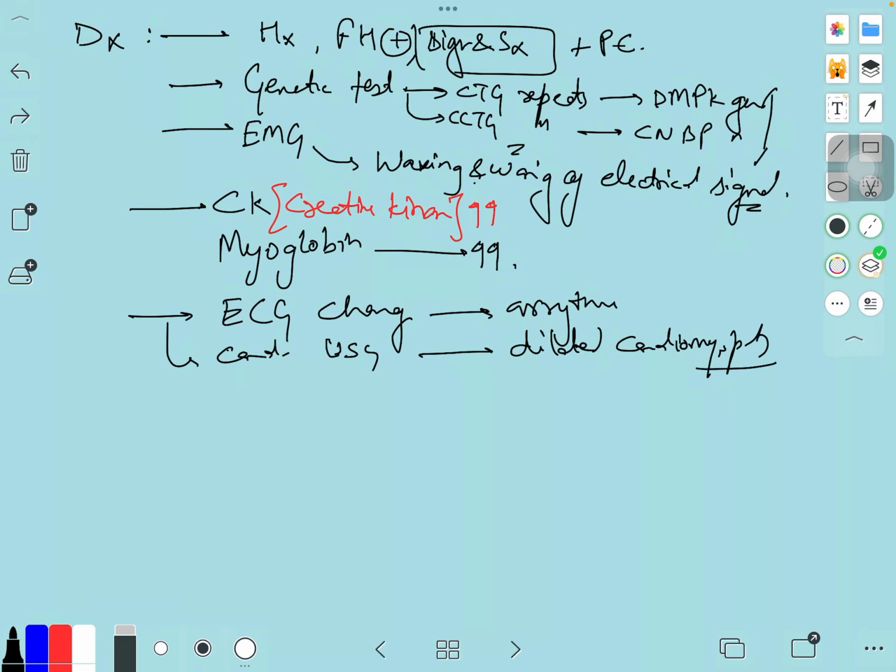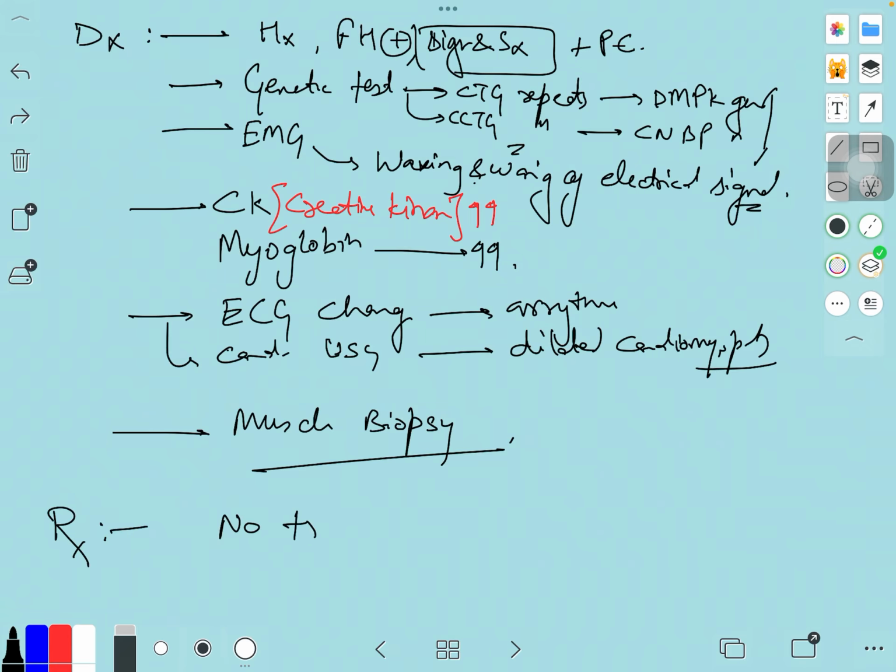And lastly we can go for muscle biopsy. Now how to treat? Again, there is no treatment available. Patients have a high risk of death. Only symptomatic management can be given, and the quality of life of the patient can be made nice by that. Yeah, that's all.